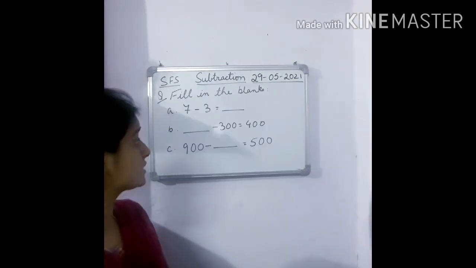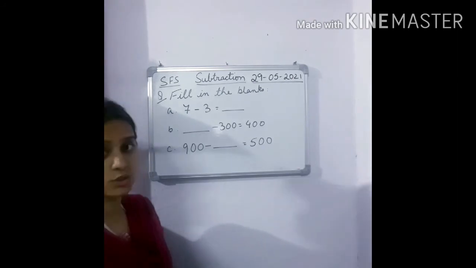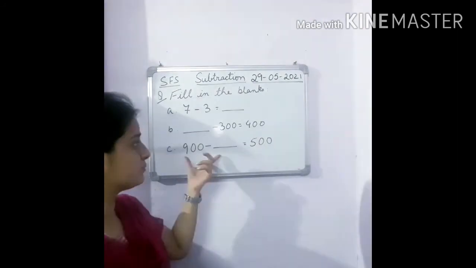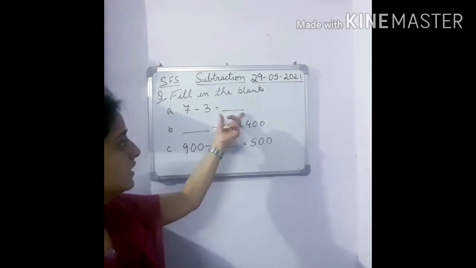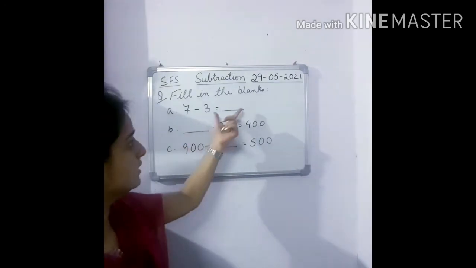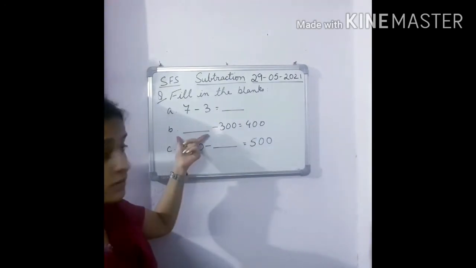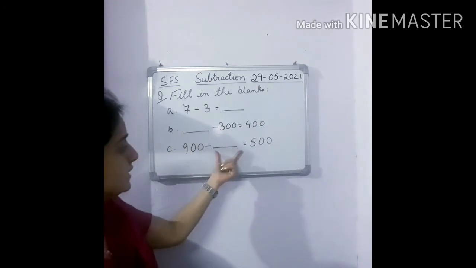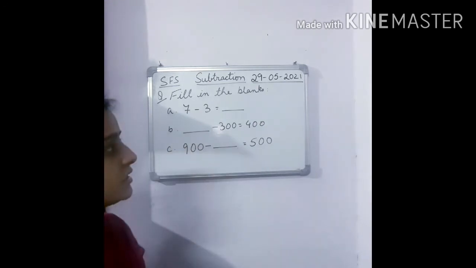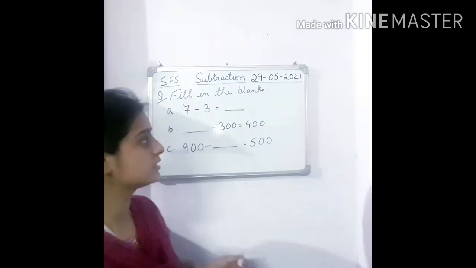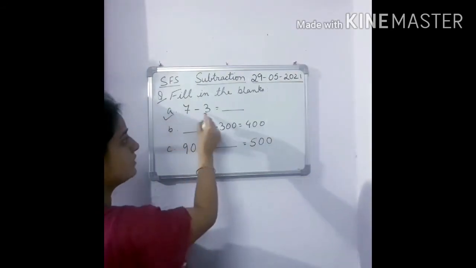So children, our next question is fill in the blanks. These are related to subtraction: how to get the next number, how to get the difference, how to get the bigger number, how to get the smaller number, right? So let's see how to do it. The first one is 7 minus 3.